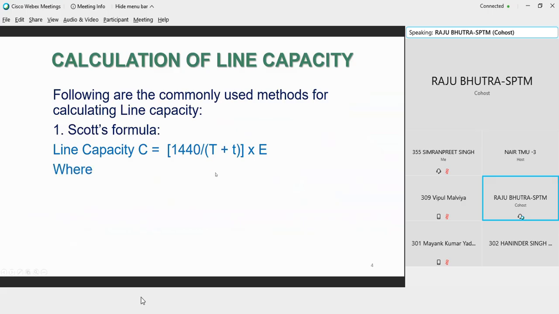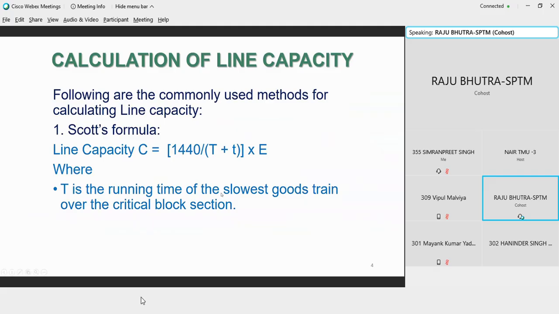Now, what are these terms? E is the running time of the slowest goods train over the critical block section. So we have to take a critical block section in the section. What is the critical block section? Critical block section is the block section which may be the longest of all the block sections, and the trains are taking maximum time in the section because of its length, or there may be some other speed restrictions also. So the block section in which the trains are taking maximum time, that will be the critical block section of the entire section.